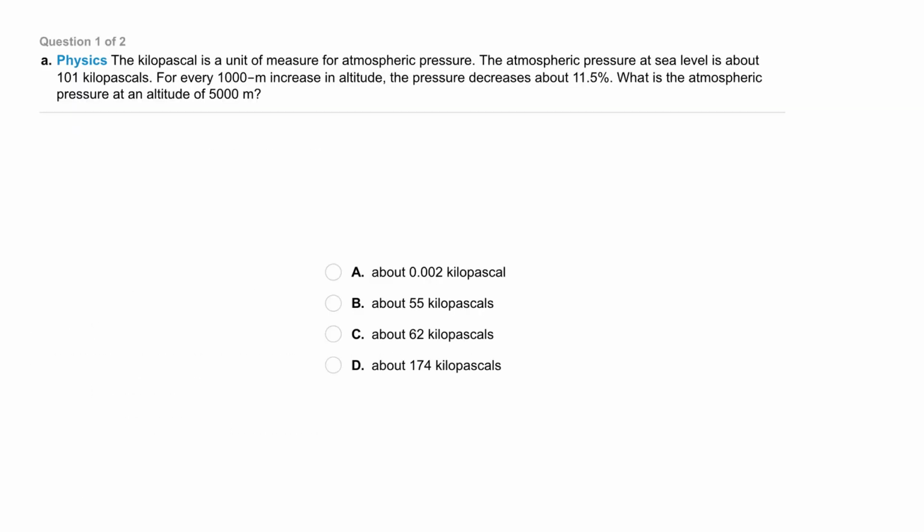Your turn. Part A, physics. The kilopascal is a unit of measure for atmospheric pressure. The atmospheric pressure at sea level is about 101 kilopascals. For every 1,000 meter increase in altitude, the pressure decreases about 11.5%. What is the atmospheric pressure at an altitude of 5,000 meters?